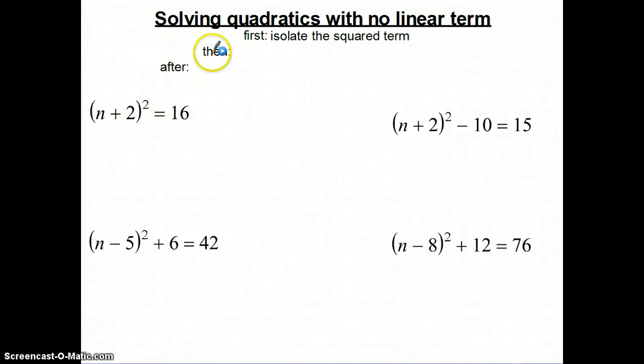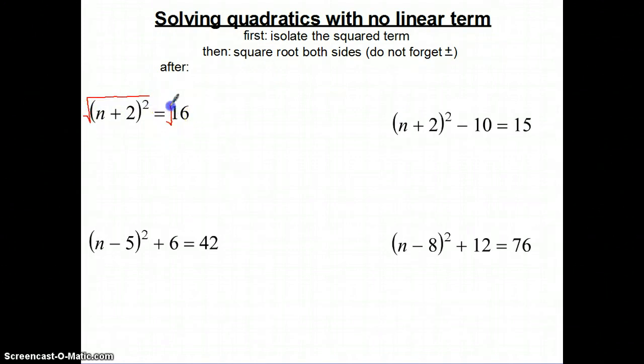But in this first one, since it is, my next step is to square root both sides. I need to get rid of this exponent. That is the only thing on the left-hand side, so I can square root both sides. On the right, I put a plus or minus in front of my 16. And on the left, this radical and that exponent undo each other. That leaves me with just an n plus 2. I then have positive or negative, and the square root of 16 is 4.